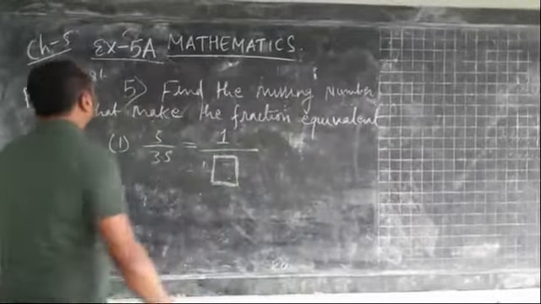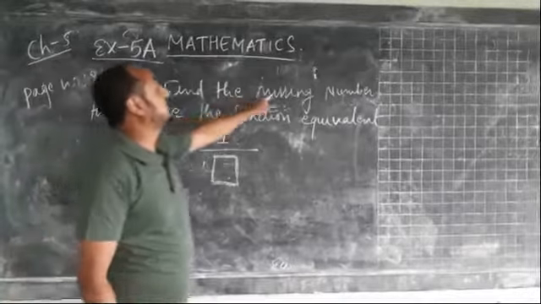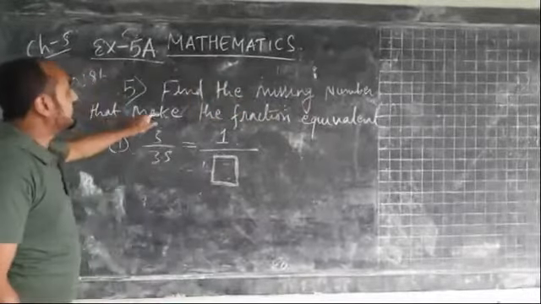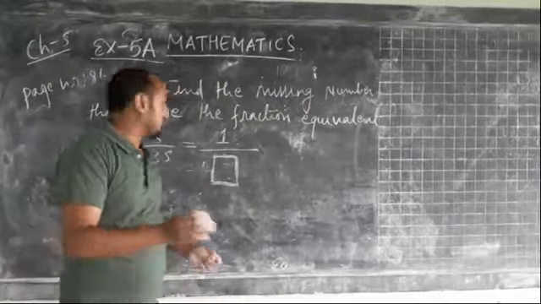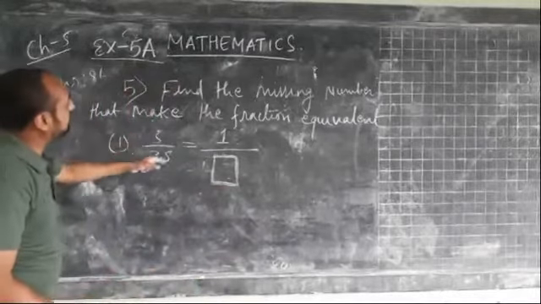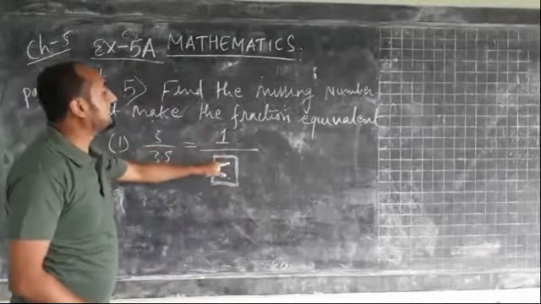The next question we have: find the missing number that makes the fraction equivalent. So one question is given there: 5 by 35 is equal to 1 divided by a box.